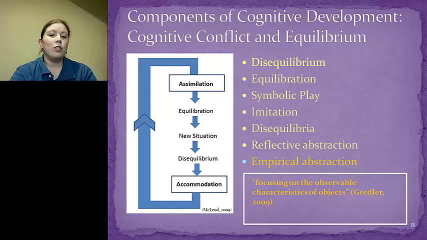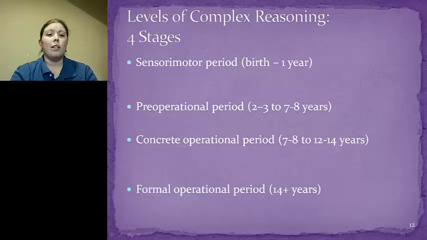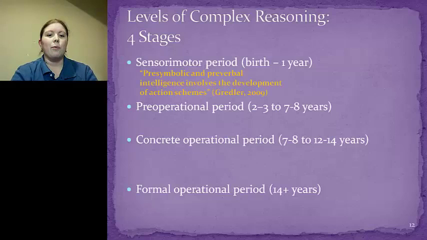In his research, Piaget labeled major stages of cognitive development that children progress through while growing up. These are the sensory-motor, pre-operational, concrete-operational, and formal-operational stages. Children progress through each by building on what they already know. The sensory-motor stage occurs between birth and 1 year.